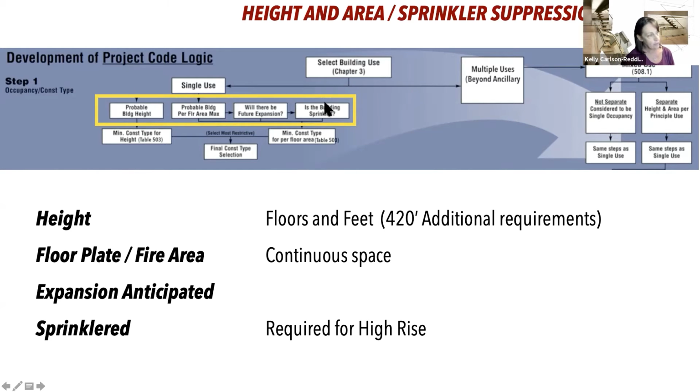These are their categories. We want to make sure that we check our height and see what the requirements are, what the floor area is, whether we anticipate expansion. You don't need to really pay attention to that. And is the building sprinklered? Assumption 1, the building is absolutely sprinklered.